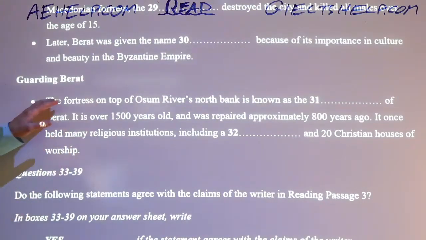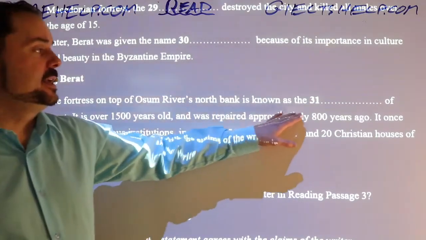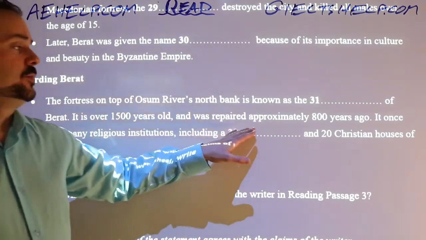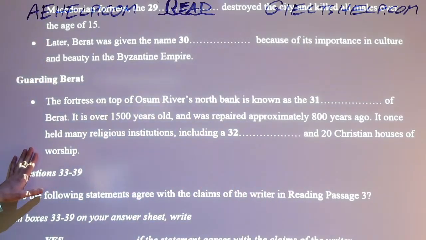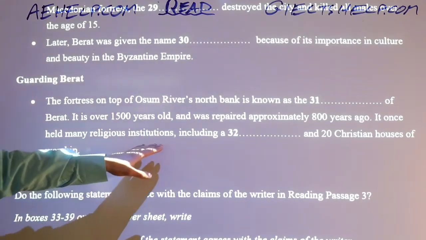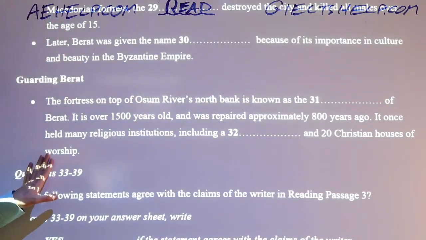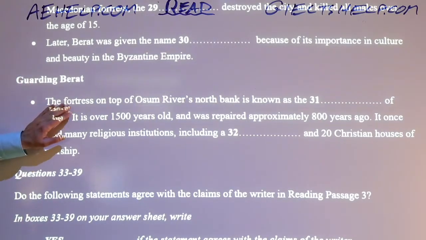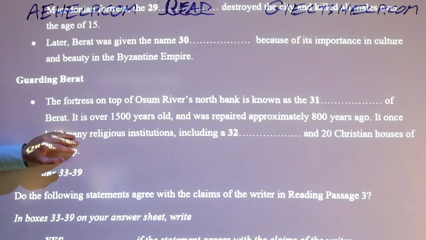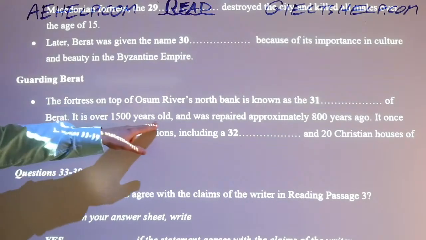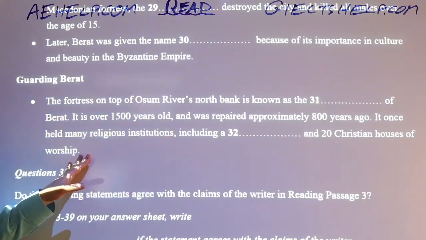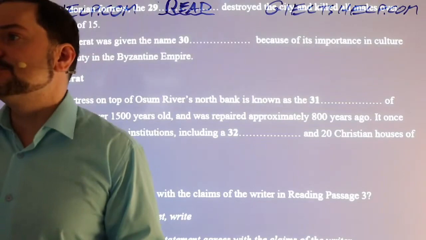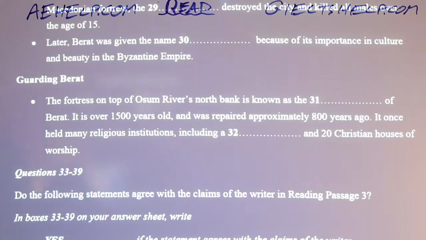Guarding Bharat. The fortress on top of Osum River's north bank is known as the something of Bharat. It is over 1,500 years old and was repaired approximately 800 years ago. It once held many religious institutions, including something and 20 Christian houses of worship. Okay, so now we get a bit more detail that in this city of Bharat, there's some kind of a fortress. It's ancient, okay? And it had many religious institutions, which means religious buildings. So the concept of mosques, of churches, of these windows is probably on the right track, okay?